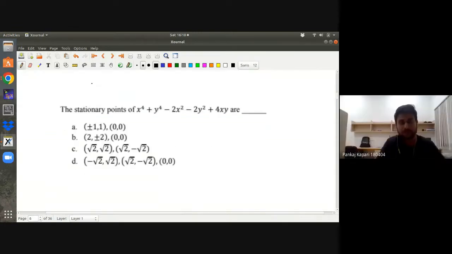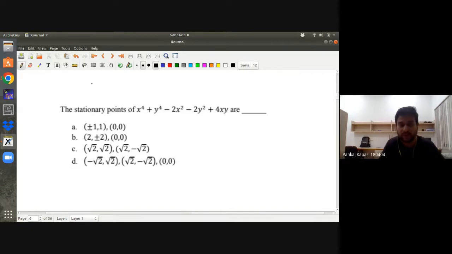Okay, so this is our next problem. In this particular problem, we have to find the stationary points of the given function. Stationary points, or sometimes we call them critical points, are those points where there is a possibility of attaining the minimum or maximum value of the function. These minimum and maximum are relative, so locally, in a certain neighborhood of the point, the minimum or maximum may be attained at these points. So these points are called stationary points.